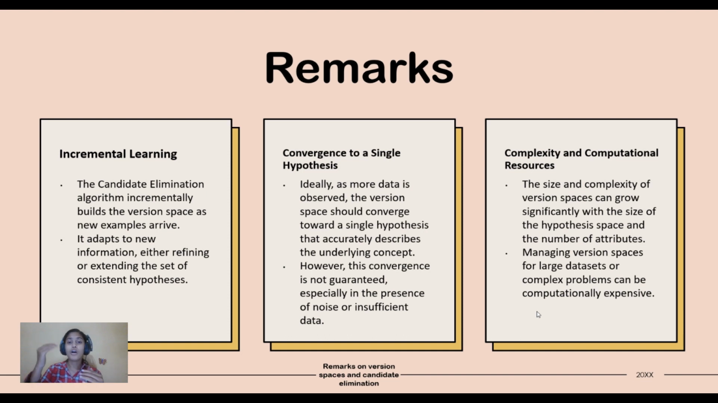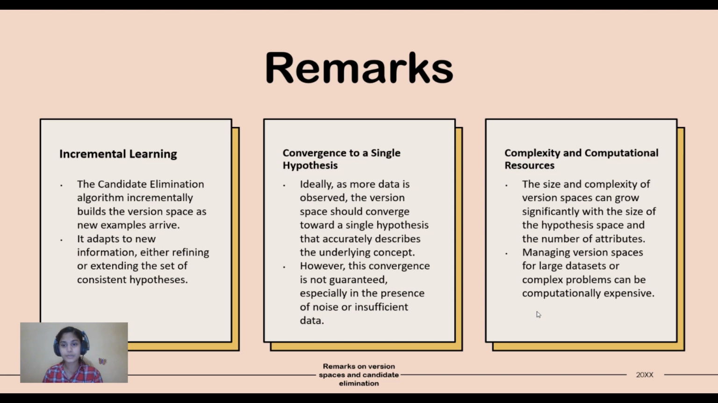So after doing all these steps in the candidate elimination algorithm, we get two hypotheses, specific and general, which may be the same, which may not be the same. Sometimes we get the same hypothesis, sometimes we don't. So the main aim is to get a single hypothesis.